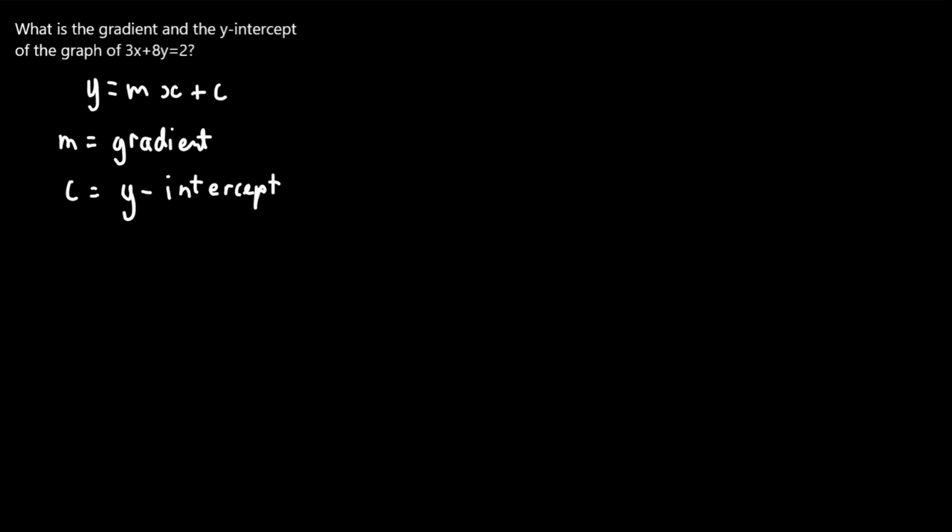Unfortunately, 3x plus 8y equals 2 is not looking the same as our gradient-intercept form of the equation over on the left. But we can use some algebraic rearranging and make it look the same. So our aim is to get y on its own. And let's begin by getting rid of the 3x, or we can get rid of the 8. But we want to think about which one is furthest away from y.